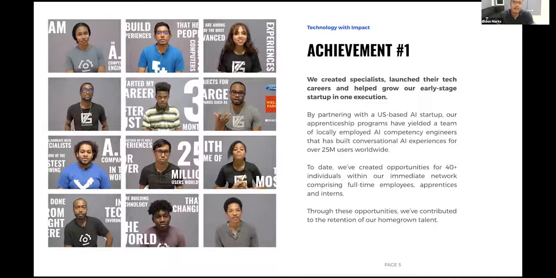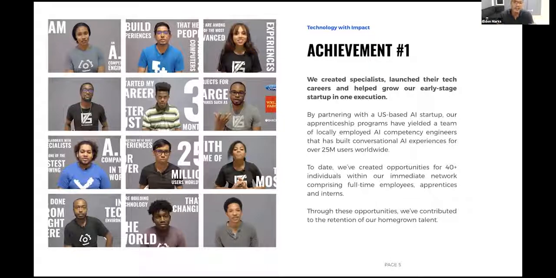We were able to build a local team of certified AI competency engineers, who later went on to build conversational experiences for over 25 million users worldwide. And to date, we've created opportunities for over 40 individuals within our immediate network, comprising full-time employees, apprentices, and interns.